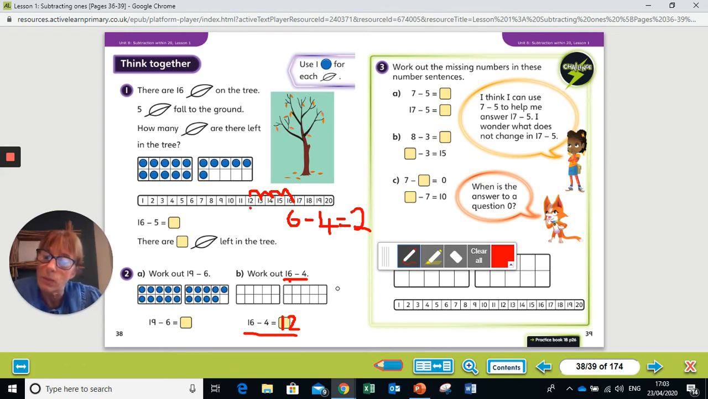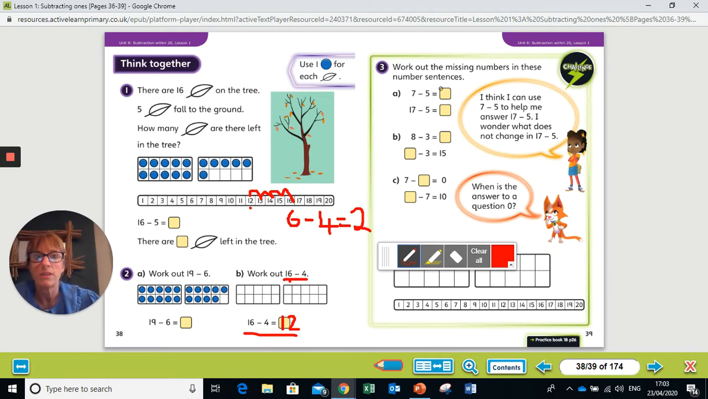So you can do it whichever way you want to. You can do it with your tens frame if that's helpful. You can do it with your number track. If you do it with your number track, remember careful counting backwards. Or if you think you can, have a go by taking the ones away first.